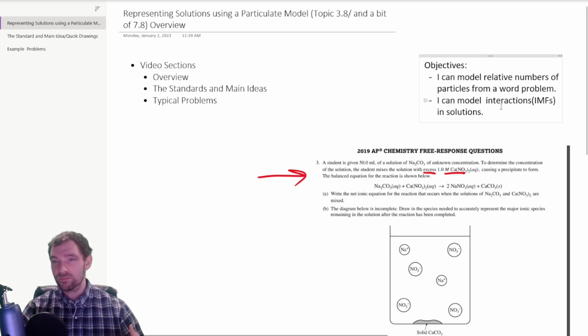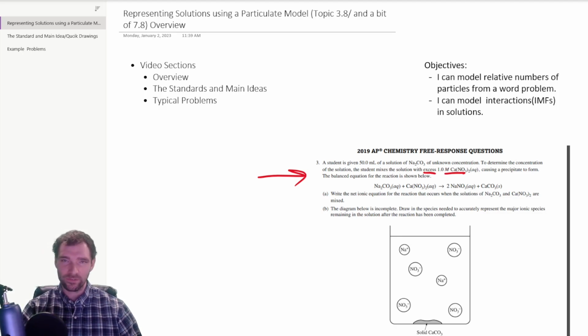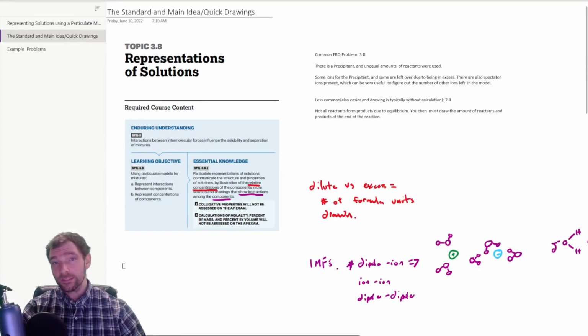And they also want you to model interactions sometimes, but it's not always the case. But it's good to be able to know how to do that because that does show up on like the multiple choice part if it's not on the free response. So a lot of teachers will go way beyond this, but this is the essential parts for the AP exam.